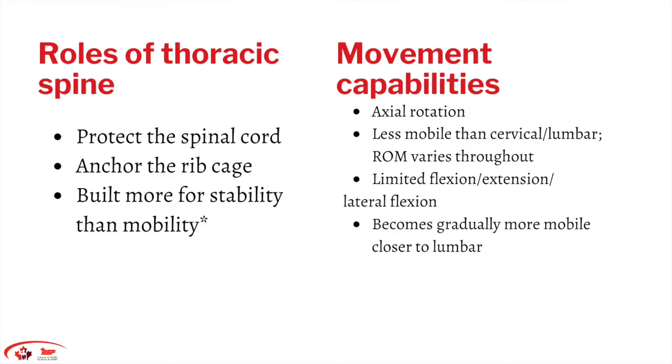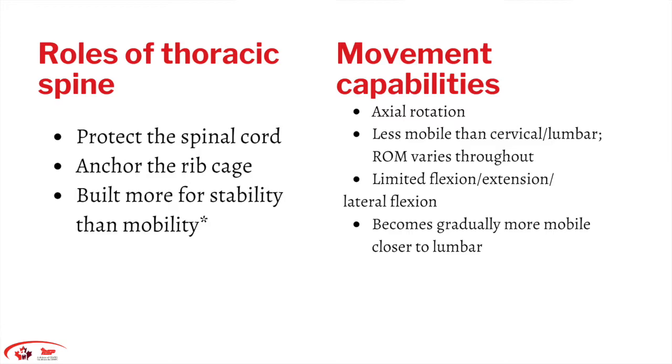Roles of the thoracic spine. So again, protect the spinal cord. The thoracic spine also anchors your rib cage to your spine, and it's built more for stability than mobility, which is why you'll notice in the movement capabilities, it's really only meant for large movements of rotation, whereas for flexion, extension, lateral flexion, it's a little bit more limited in that range of motion.